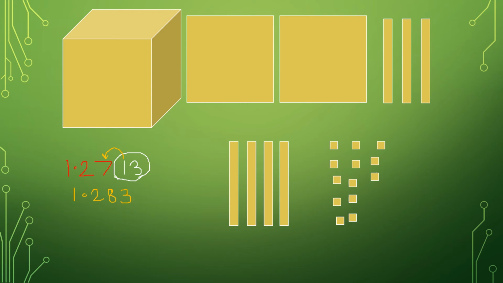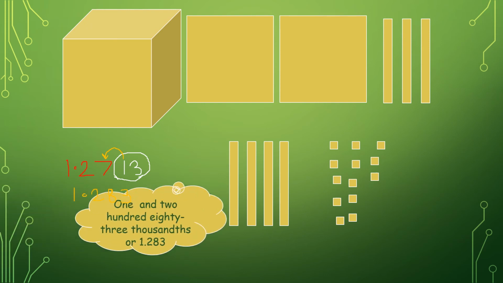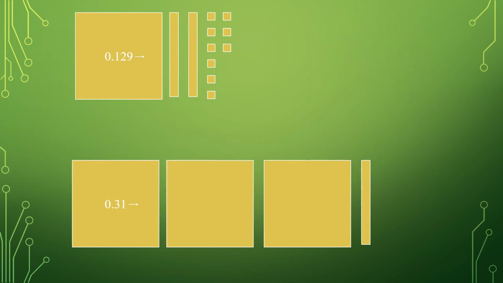1.283. The reason is I cannot write two digits at one place, so the number name will be 1 and 283 thousandths or 1.283. So for the next, I've just written the answers because let's do it quickly. I hope you have understood now.